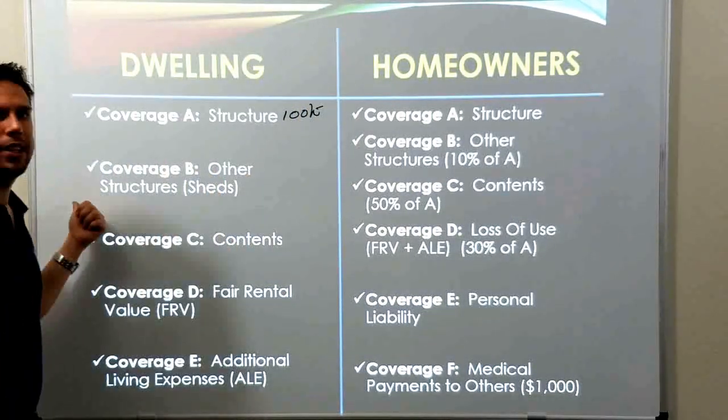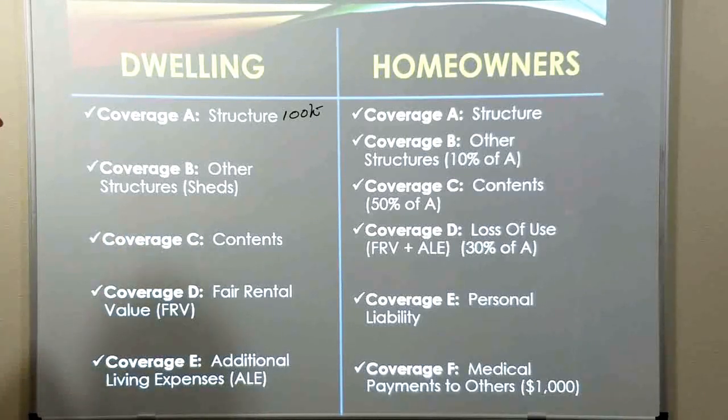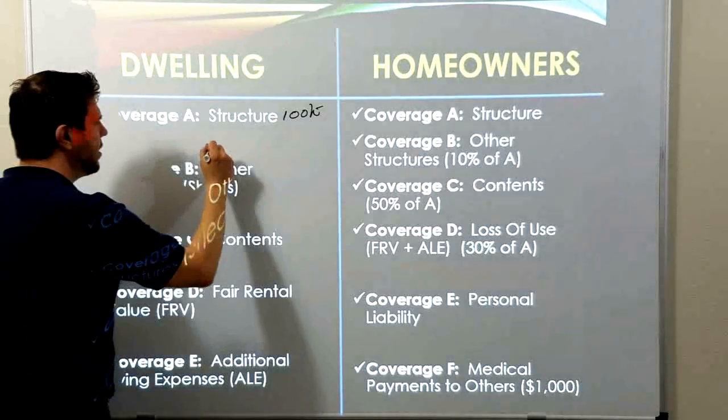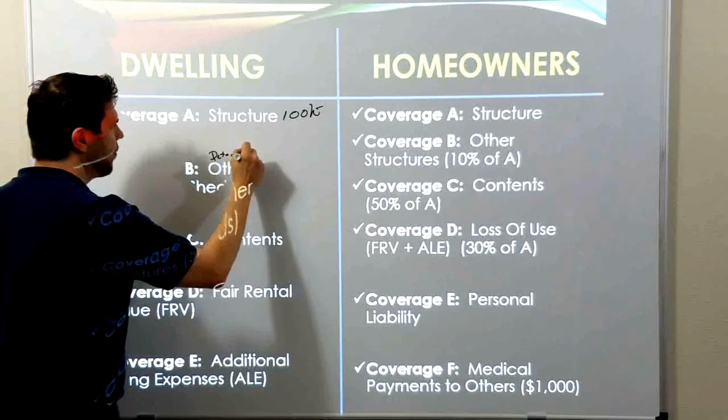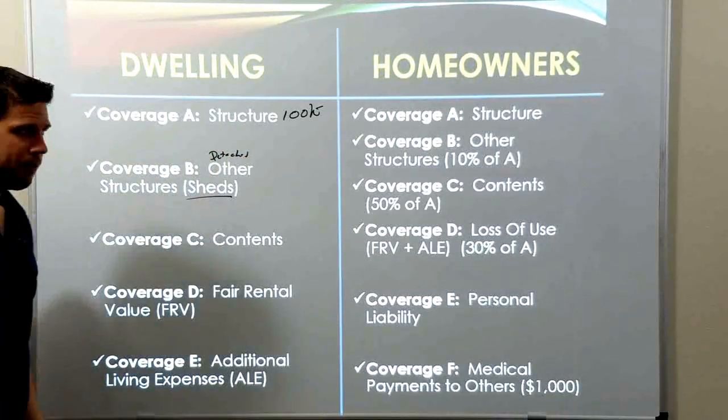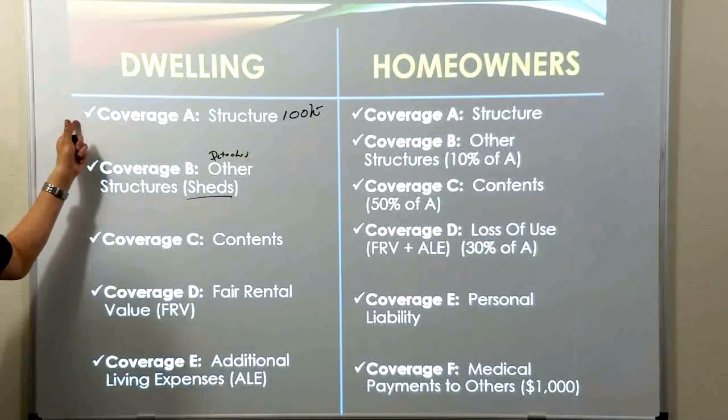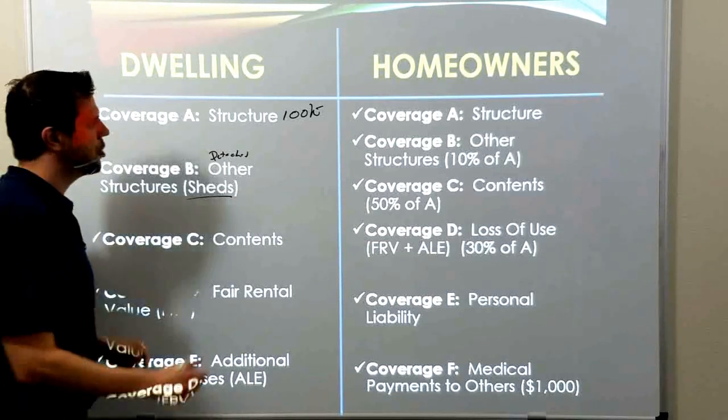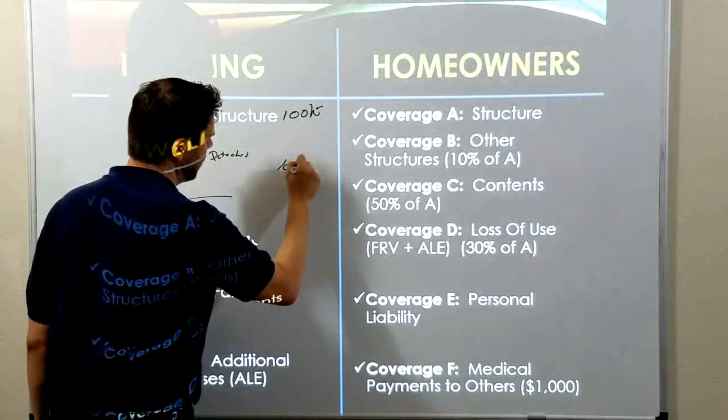Coverage B is known as other structures. Coverage B is other detached structures. So that's like a shed. So your house is covered for 100,000. Your shed might be covered for, say, 10,000.